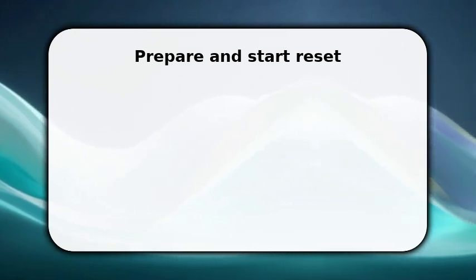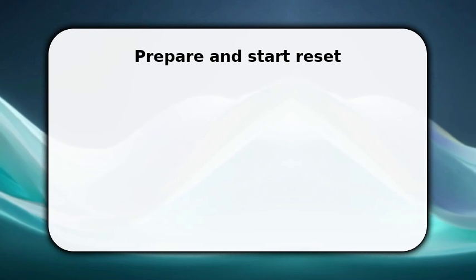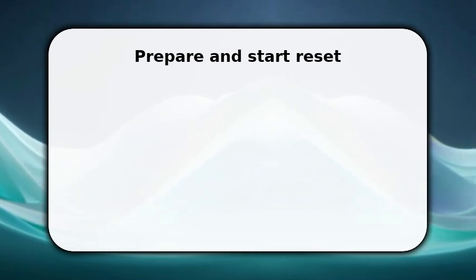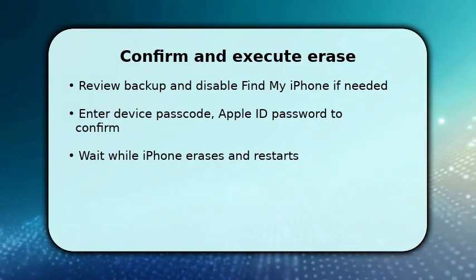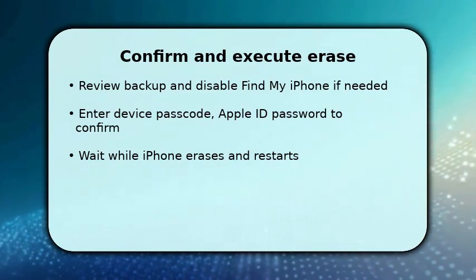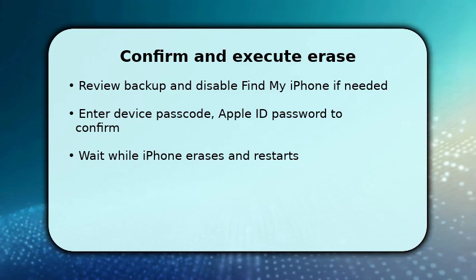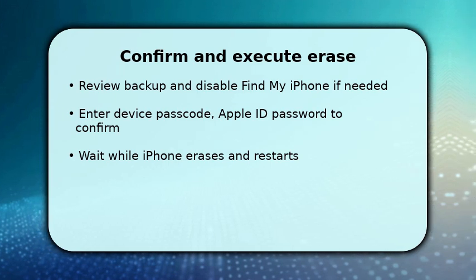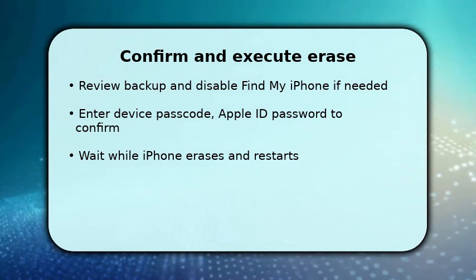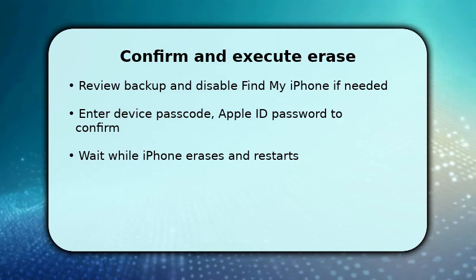Now go to Settings, General, Transfer or Reset iPhone, and choose Erase All Content and Settings to start the wipe process. You're now in the critical middle phase where confirmations matter. After tapping Erase All Content and Settings, iOS asks you to confirm by entering your device passcode and then your Apple ID password. This prevents unauthorized wipes.